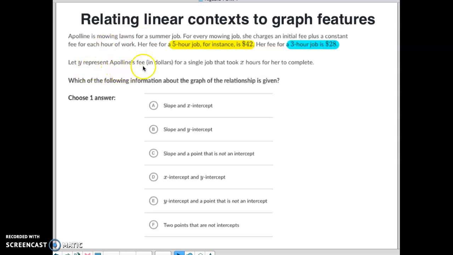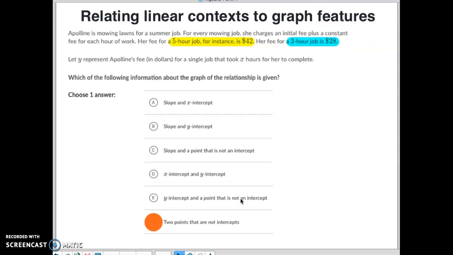But why represent her fee in dollars for a single job that took x hours for her to complete? Which of the following information about the graph of the relationship is given? They did not give a slope. They didn't even give an x-intercept. They did not give a y-intercept. Two points are given that are not intercepts. That's what they gave us right there. So you just got to think about what did they give you each time and then pick out your points.